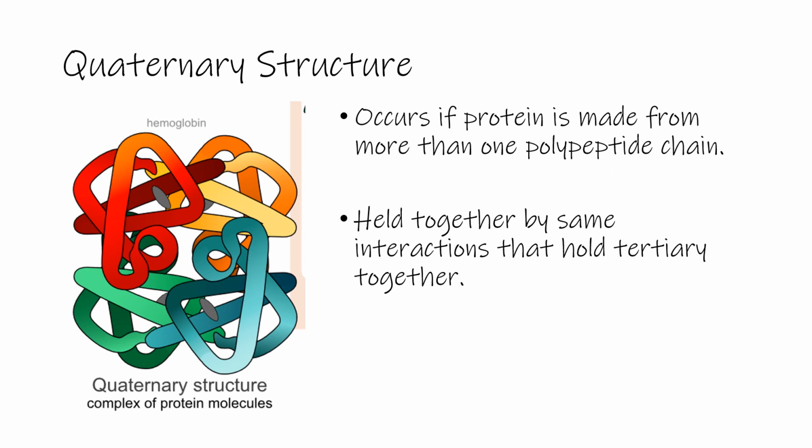So quaternary structure is made from more than one subunit, and they are held together by those same interactions that hold the tertiary together. So it's held together by hydrogen bonds, hydrophobic interactions, hydrophilic interactions, salt bridges, and disulfide bonds. Those are the forces that hold quaternary structure together. So those are the four structures that are found in proteins. And again, you need to remember those four structures, what they are, and then what forces hold them together.